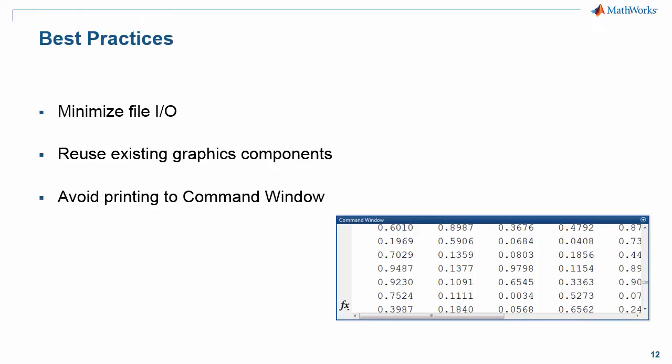So what are some good best practices here? First, we want to minimize file I/O. It's much faster to have data in RAM than it is to read it from disk. Try to reuse graphics components if you can, rather than clearing or overwriting ones that exist. Modify them. And also, if you've ever left the semicolon off a large array, you might notice that it takes a little while. Printing to the command window isn't the fastest thing in the world, so it's okay for prototyping, but when you actually move something into production, or when you need to have it run really quickly, it pays to not print to the command line.